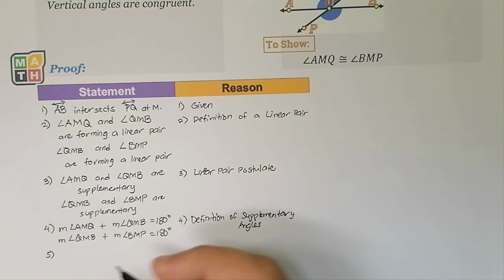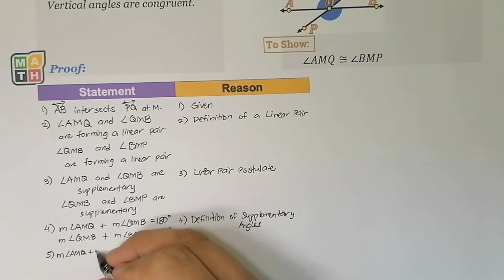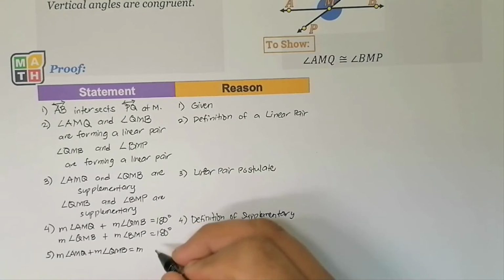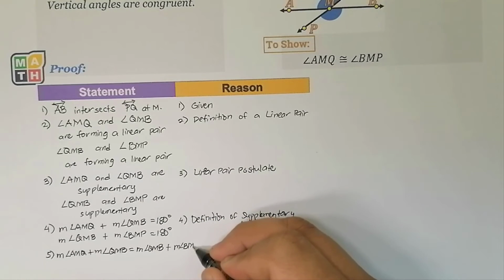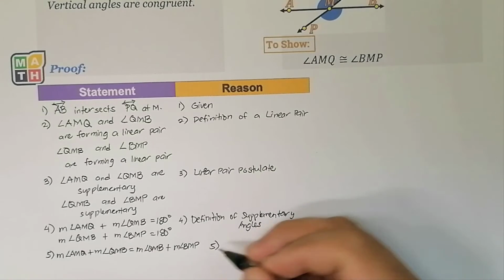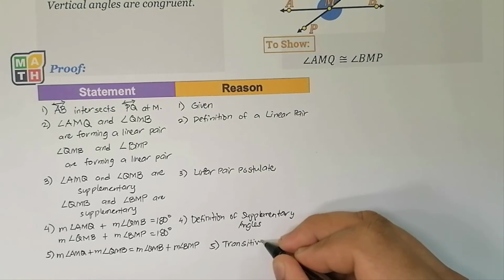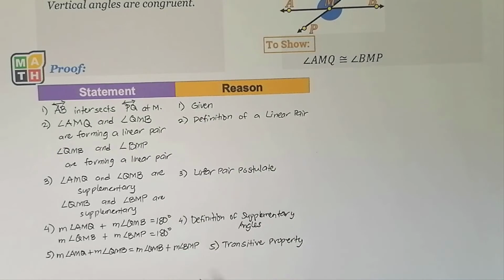Hence, we could write it this way. The measurement of angle AMQ plus the measurement of angle QMB is equal to the measurement of angle QMB plus the measurement of angle BMP. Again, the left-hand side of the first equation is now equal to the left-hand side of the second equation. This actually uses the transitive property. Or others might argue, you could also use the substitution property.